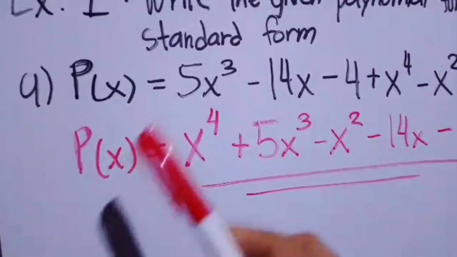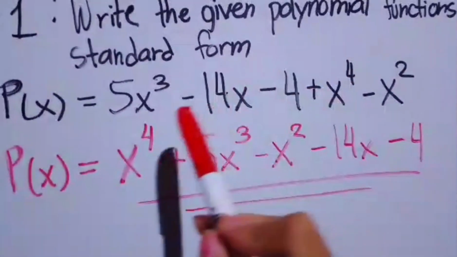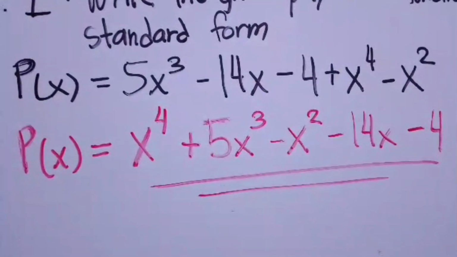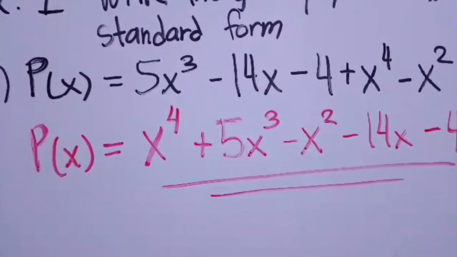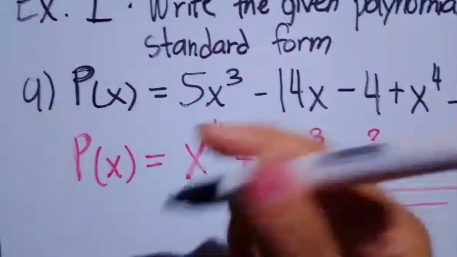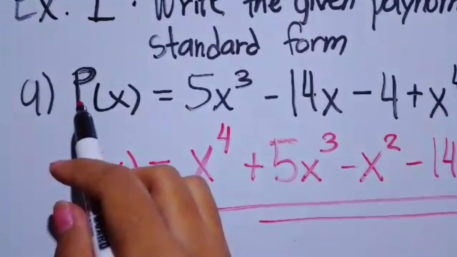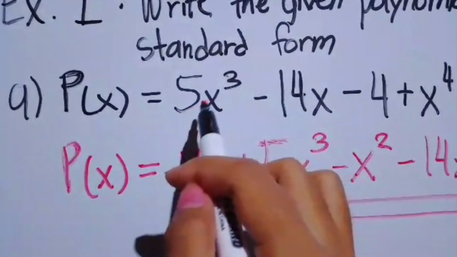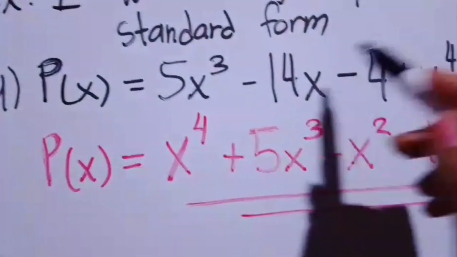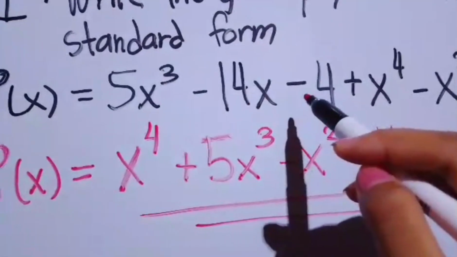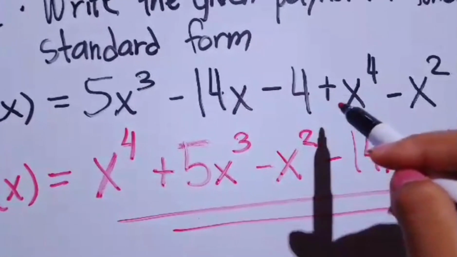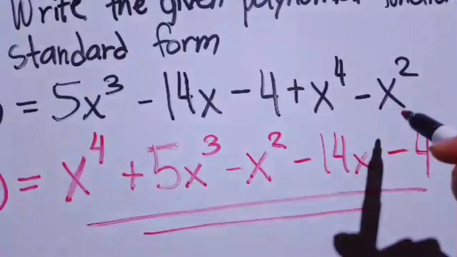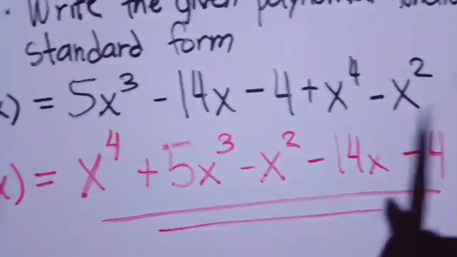Dumdumon na ang polynomial is dapat magkasunod from the highest to the lowest degree of terms or ang variable. For example, P of x is equals to 5x cubed minus 14x minus 4 plus 4x to the power of 4 minus x squared.